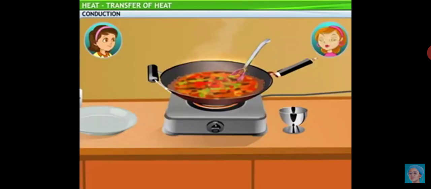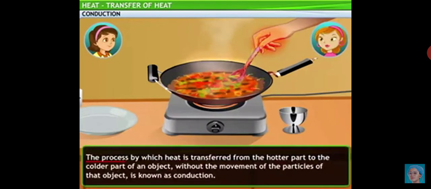Remember how the wok gets heated when placed in contact with the flame? Yes. The heating of the wok and the spoon placed in it are results of conduction of heat. Heat from the flame gets transferred to the wok. And when you touch the spoon, the heat from the spoon gets transferred or conducted to your hand. Yes. The process by which heat is transferred from the hotter part to the colder part of an object without the movement of the particles of that object is known as conduction.